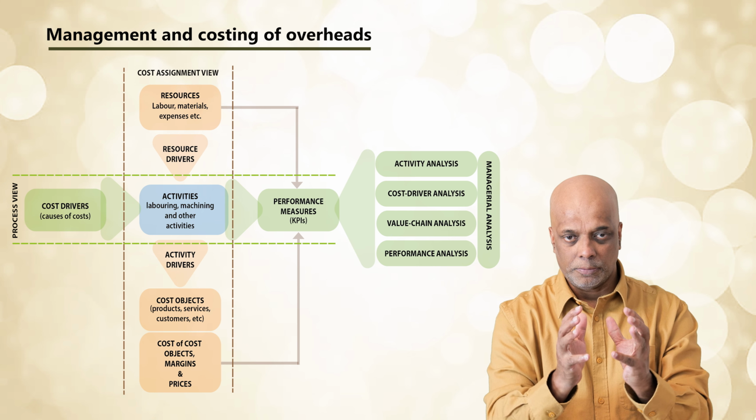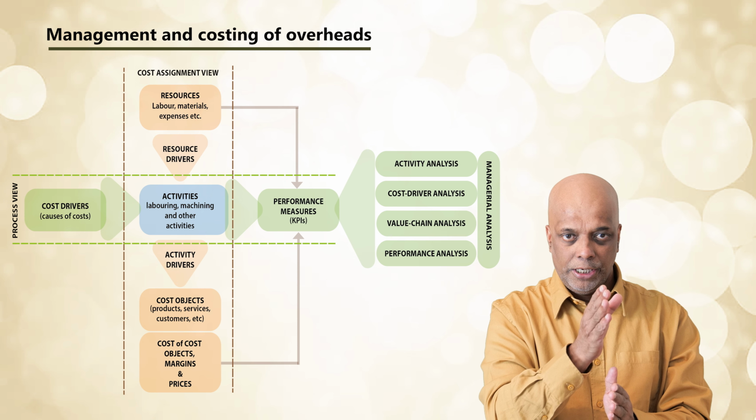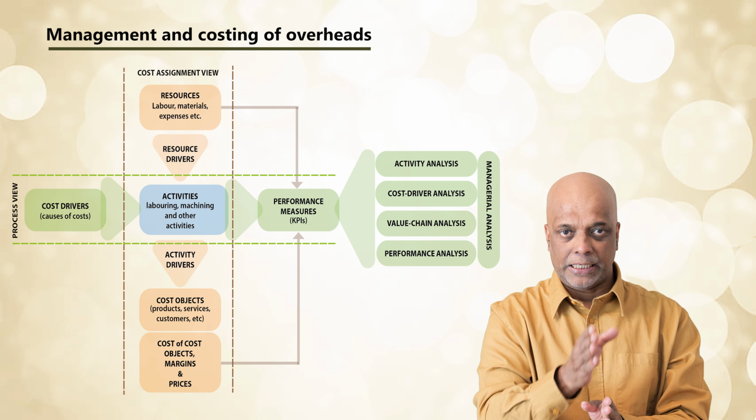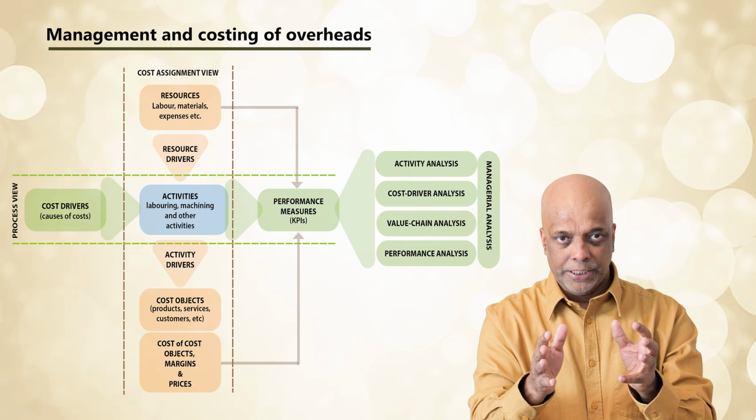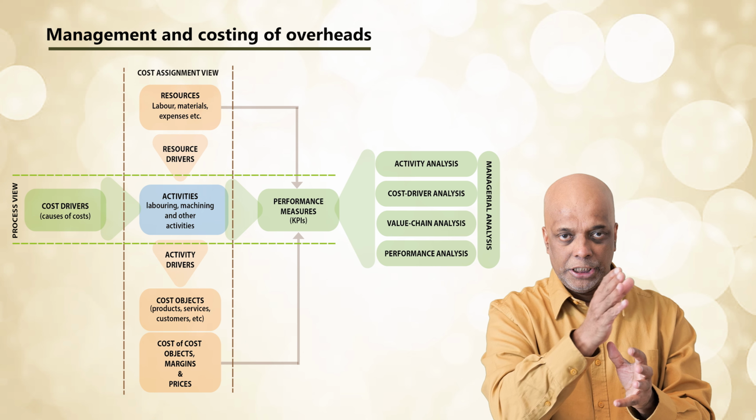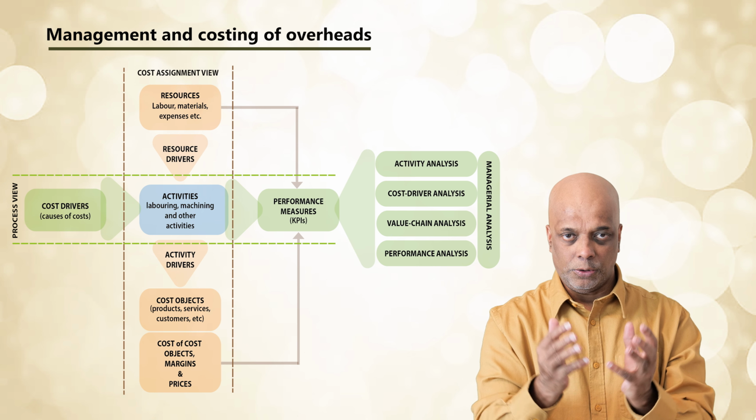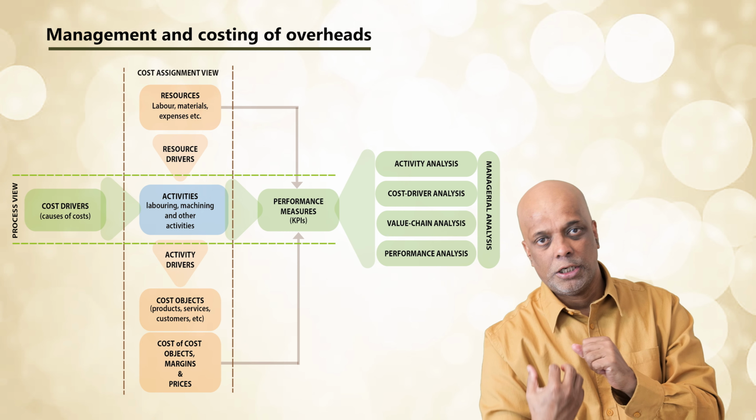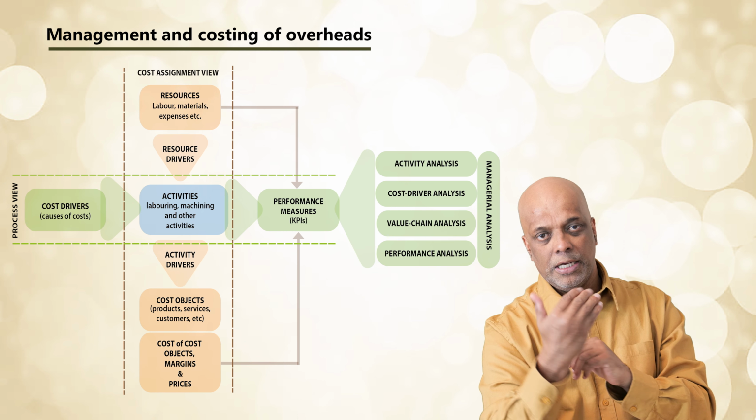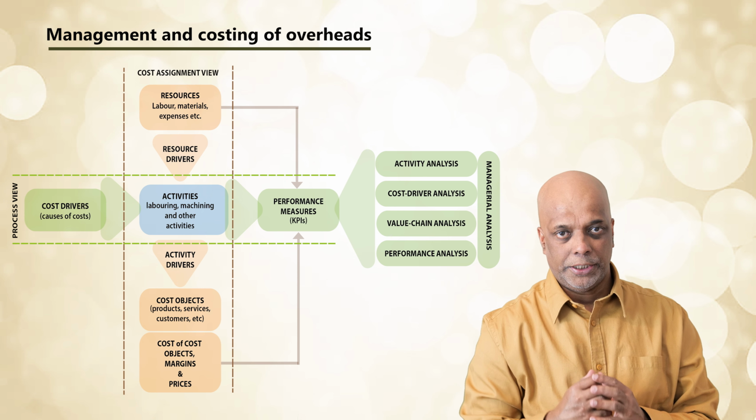So here is the cost object A. To produce that cost object A, we have to carry out these activities, laboring, machining, and so on. And these activities involve this much of labor, this much of material, and this much of expenses, and so on. So you trace or absorb the cost to the cost unit on the basis of the activities involved in that particular cost unit.